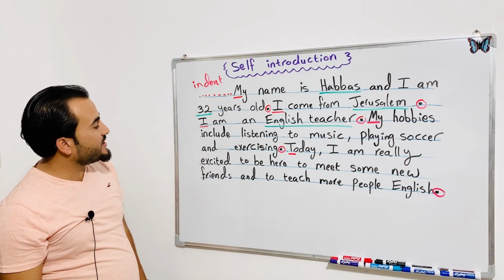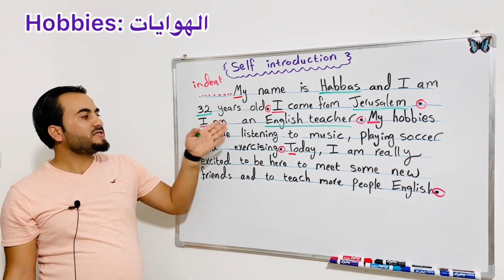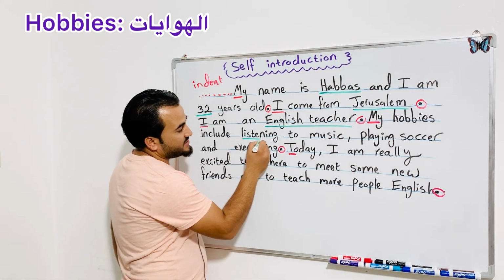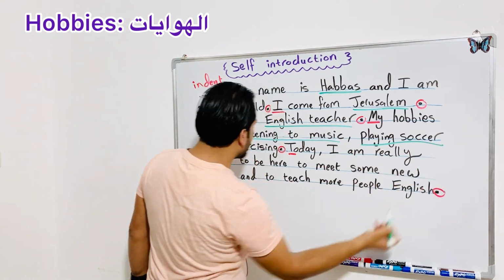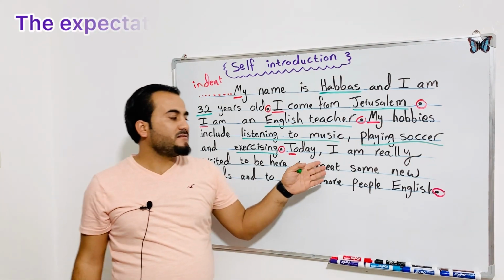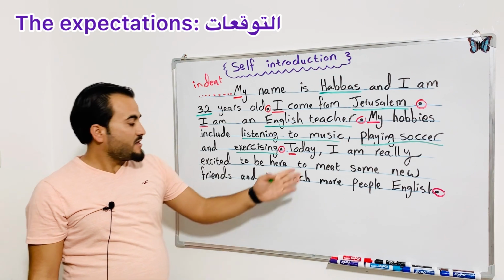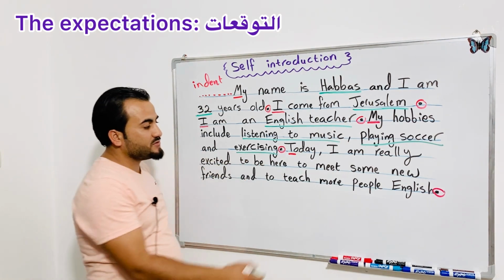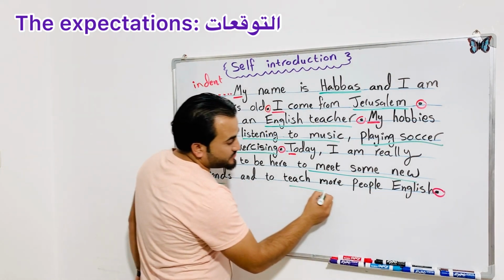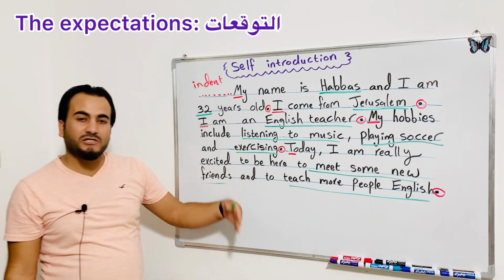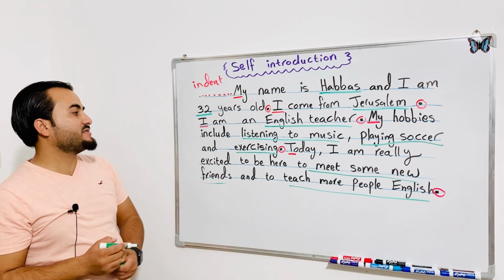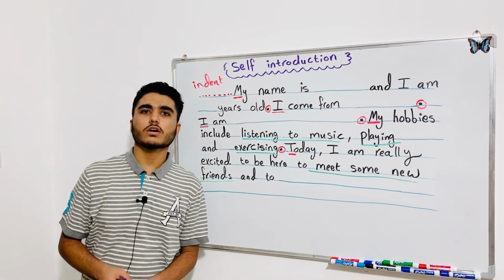Very nice. My hobbies include listening to music. You can change your hobbies. So listening to music, playing soccer, and exercising. It's up to you. And here the expectation. I am really excited to be here to meet some new friends and to teach more people English. You can change it to whatever you want. Okay, very nice. So now I know how to introduce myself.